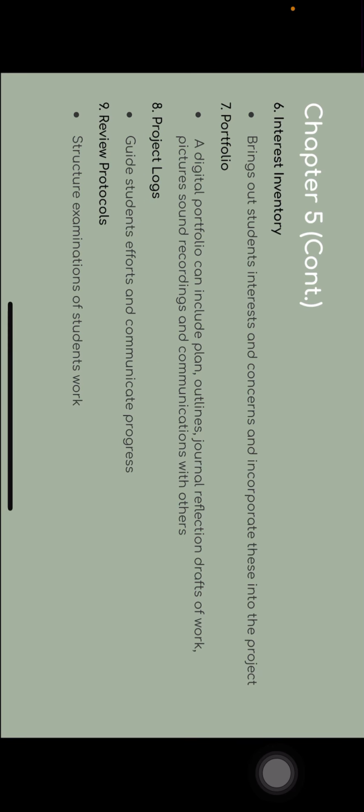Chapter 5 continued. Number 6 is interest inventory. It brings out students' interests and concerns and incorporates these into the project. Number 7 is portfolio. A digital portfolio can include plans, outlines, journal reflections, drafts of work, pictures, sound recordings, and communications with others. Number 8, project logs. Guide students' efforts and communicate progress. And number 9, review protocols. Structure examinations of students' work.